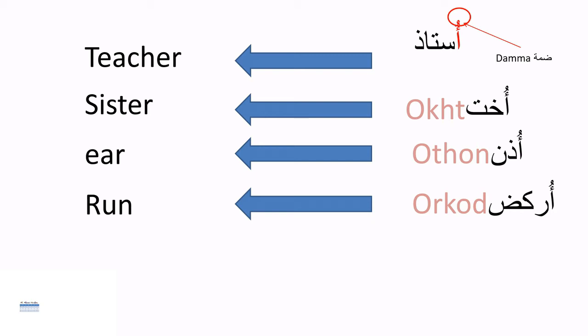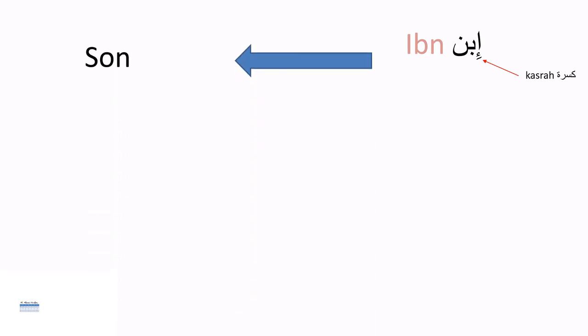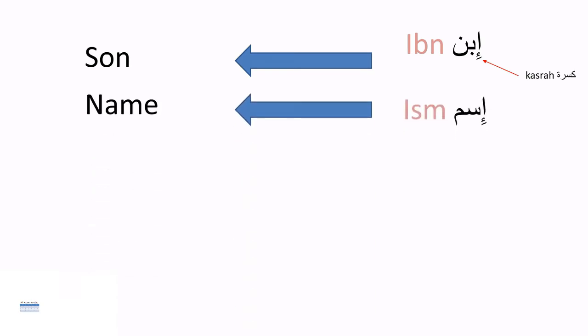So in the next example, we will see that the alif has become e, like ibn. Do you see that thing under the hamza? It's called kasra. This is responsible for making the sound e. So ibn. Ibn means son. The second example, ism. Ism means name. Ila. Ila means to, like ila al-madrasa, to the school.